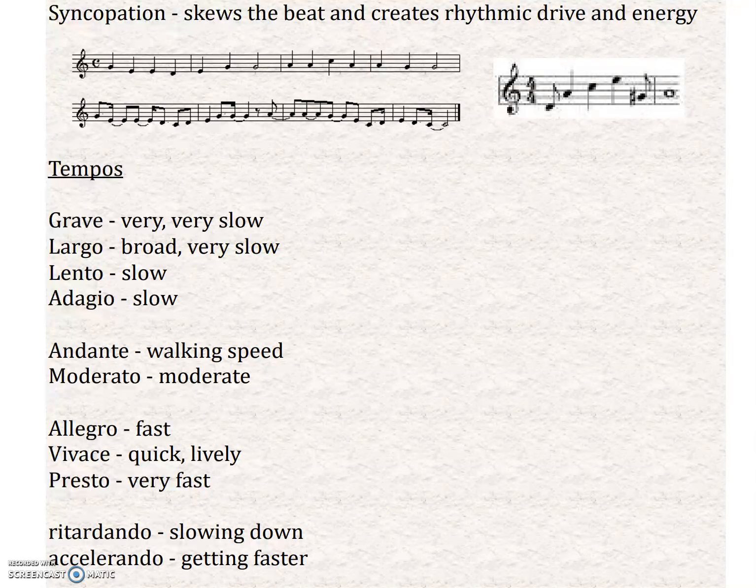Andante is a walking tempo. Moderato is a moderate tempo. Those are the medium speeds. Fast is allegro, fast; vivace, quick, lively; and presto, which is very fast. Retardando would be slowing down, and accelerando is getting faster.